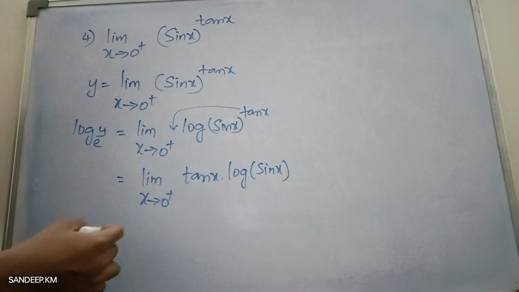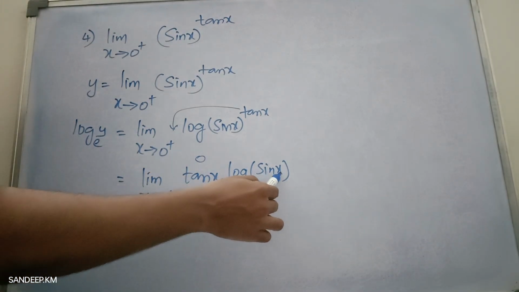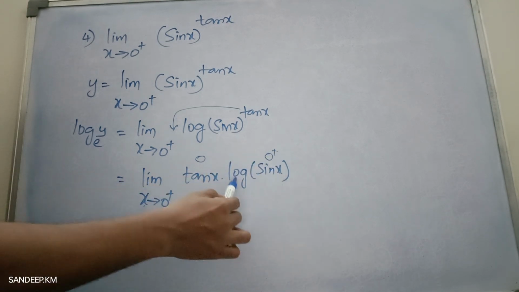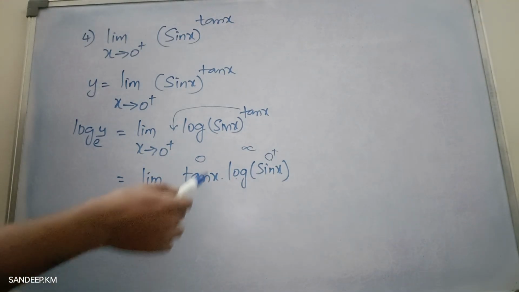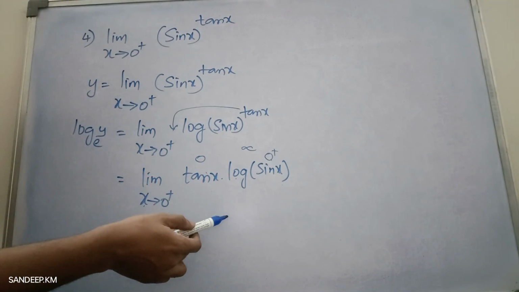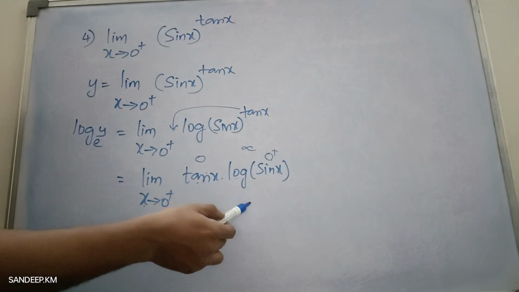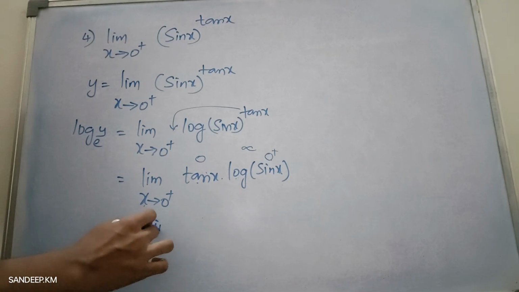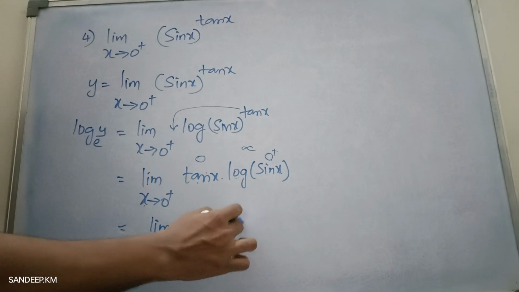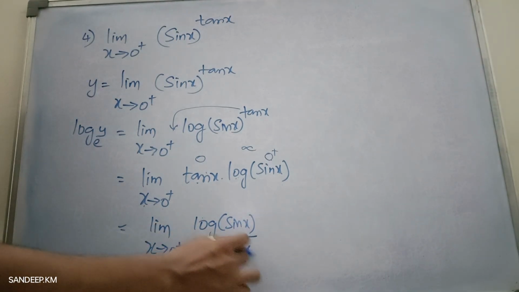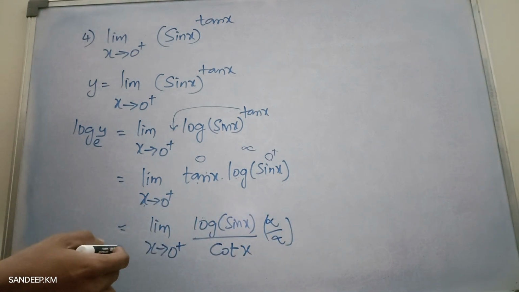Before going to the next step, if you substitute x as 0, tan x is 0, sin of 0 plus is 0 plus, and log of 0 plus is infinity. It is in the form of 0 into infinity. So let me convert it into the form of 0 by 0 or infinity by infinity. Instead of taking logarithm to the denominator, I can take tan x to the denominator. That would be better. So limit x approaches 0 plus log of sin x in the numerator, and when tan x goes to the denominator, it becomes cot x. Now it is in the form of infinity by infinity. Correct or not? We can use L'Hospital's rule to solve this question.